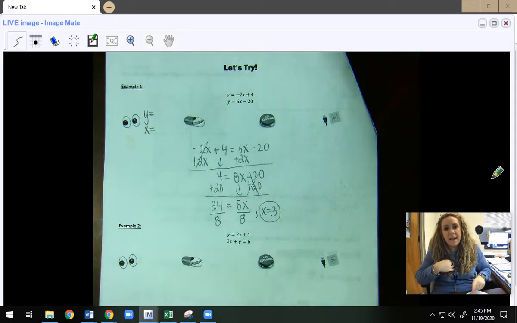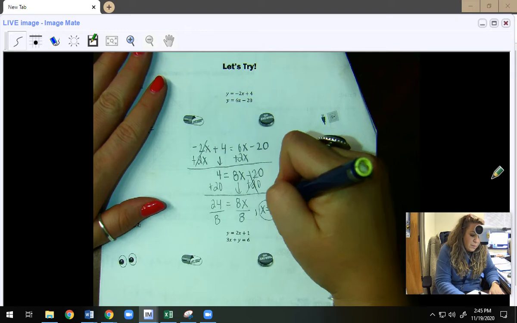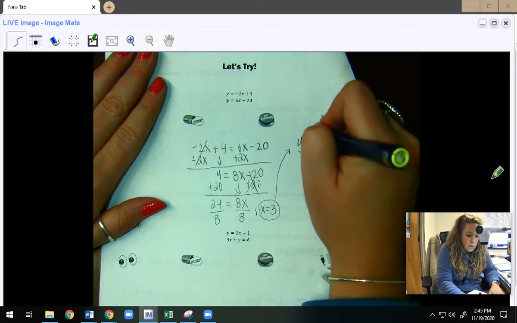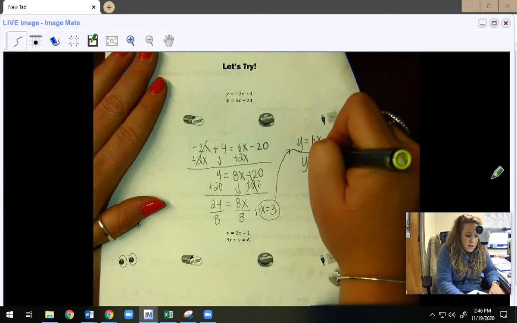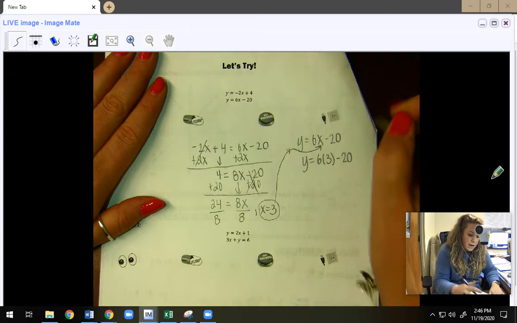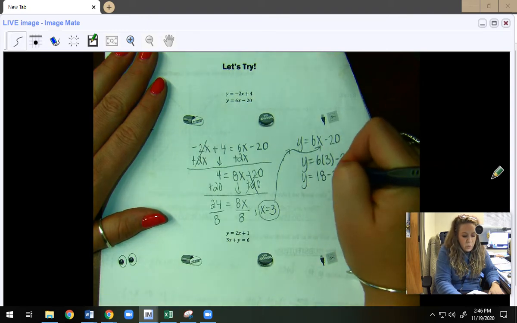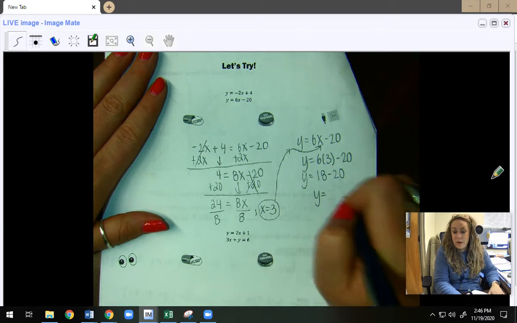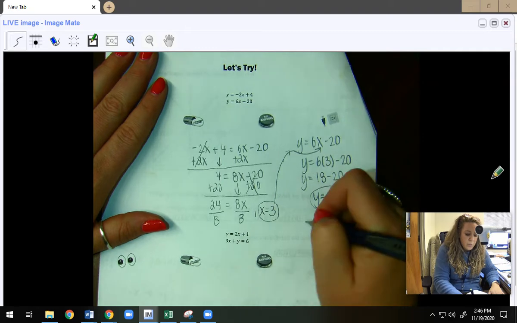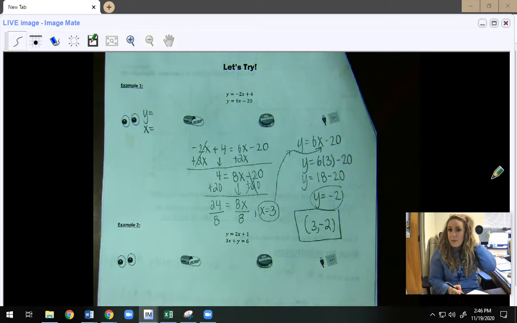But I like to keep things positive, so I'm going to put it into the bottom one because my x is going to be a positive number. So I'm going to plug this in to here. So I get y equals 6 times 3 minus 20. So I get y equals 18 minus 20, which is negative 2. So my solution is 3, negative 2. So where these two lines cross is 3, negative 2.